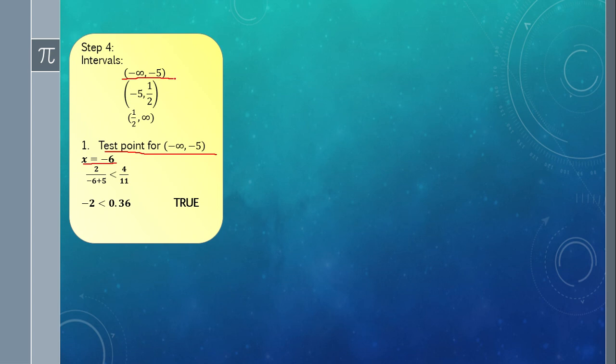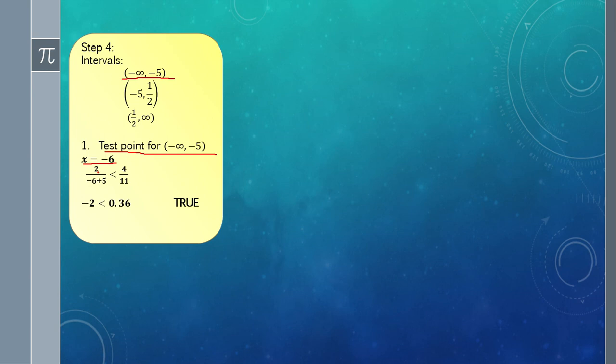Okay, if you will say, sir, is negative 5 belongs to the interval? Yes, it belongs to the interval, but we must not include it because it is an open interval. Open interval means that negative 5 is not included. So we need to have less than negative 5 or greater than negative infinity. And remember that negative 6 is less than negative 5. Therefore, we can test that point to our original equation.